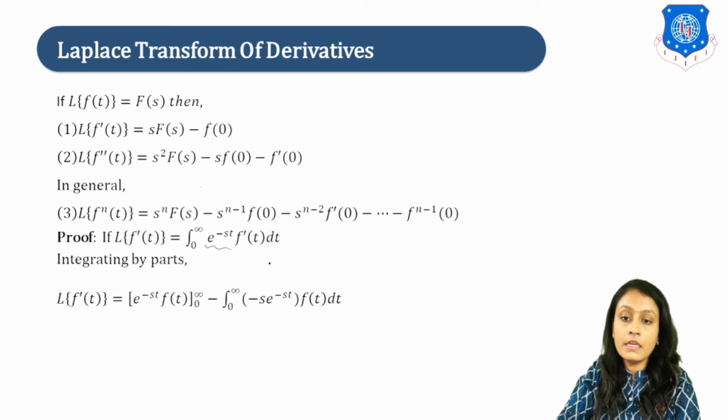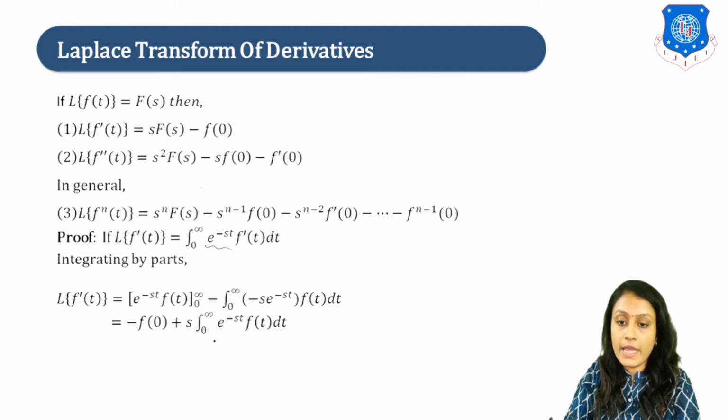Okay, and again on applying integration to this term we'll get f(t) dt. Correct. Now just simplify this. On substituting the limit, e raised to minus infinity will become 0, and e raised to 0 will become 1, and here we have f of 0, so we have only minus f of 0. Now this minus minus will become plus, so integration 0 to infinity e raised to minus st f(t) dt. Now we know this integration 0 to infinity e raised to minus st f(t) dt is what? F(s), right? So we have sF(s) minus f(0).